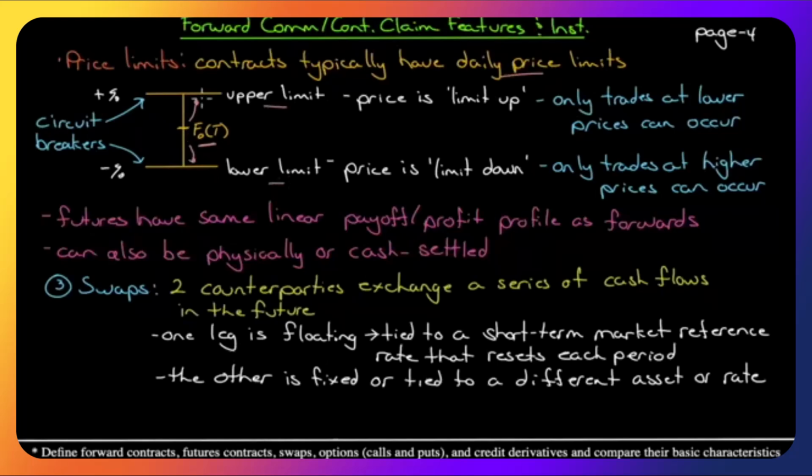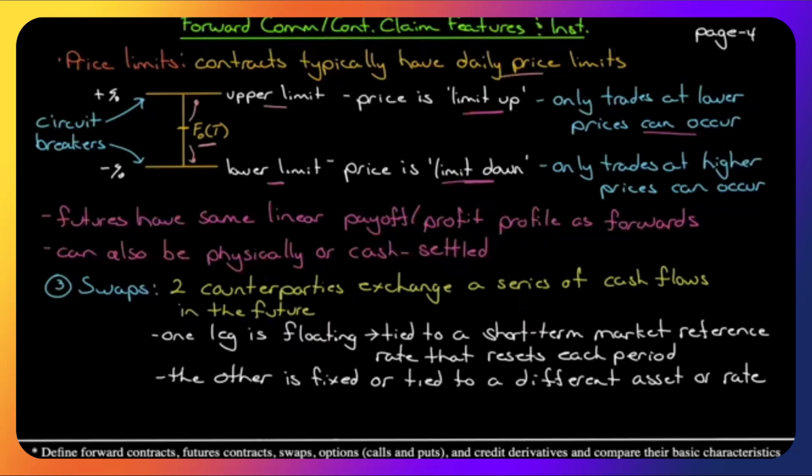And if the price runs to the upper limit, it stops. It cannot trade at a price higher than the upper limit. The price is referred to as being limit up, which means only trades at a lower price can occur. No trade can occur at a higher price than that. If the price drops, it'll hit some lower limit. It's said to be limit down, and only trades at higher prices can occur. And this is to have an orderly market.